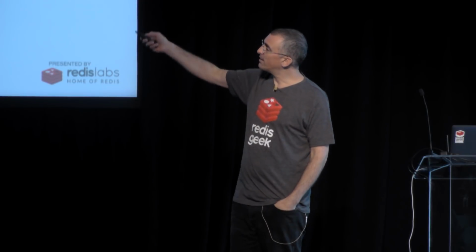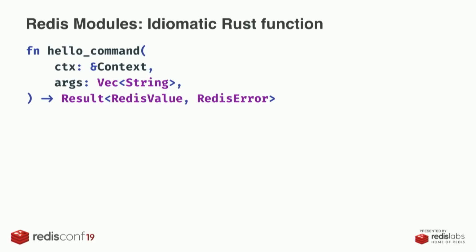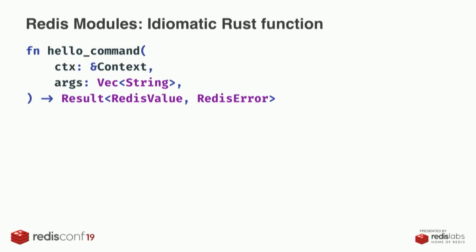So looking back at this previous code, we would like to write functions that look like this in Rust. So first of all, the context would not be a raw pointer. It would be a safe Rust reference, which cannot be null. The arguments, there's no point in passing a list of pointers and a length. In Rust, we have a vector, so we can just pass a vector of strings.